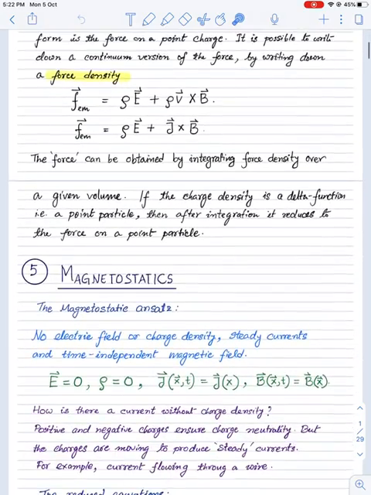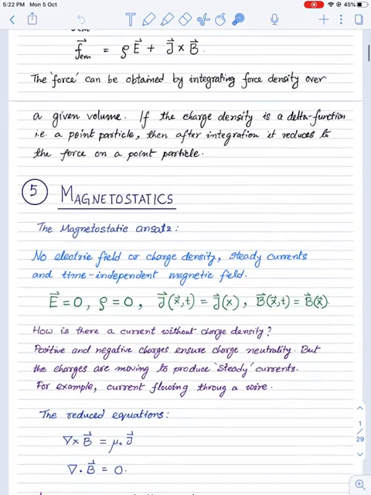And so what is this ansatz? Basically, it says that we will not consider any electric field or charge density. So E is 0 and the charge density is 0. What we're going to consider are non-zero currents, which are called steady currents, that are independent of time. So these are steady currents we are going to consider.